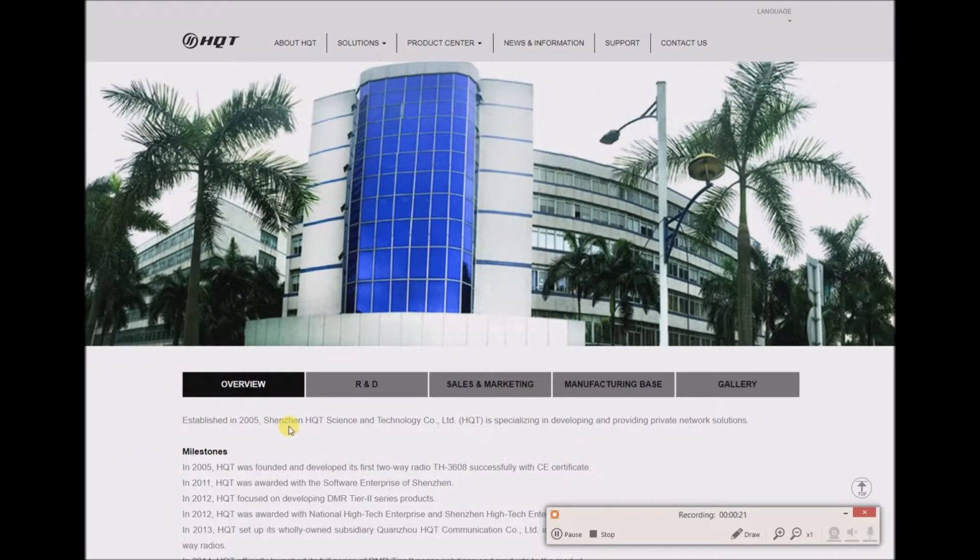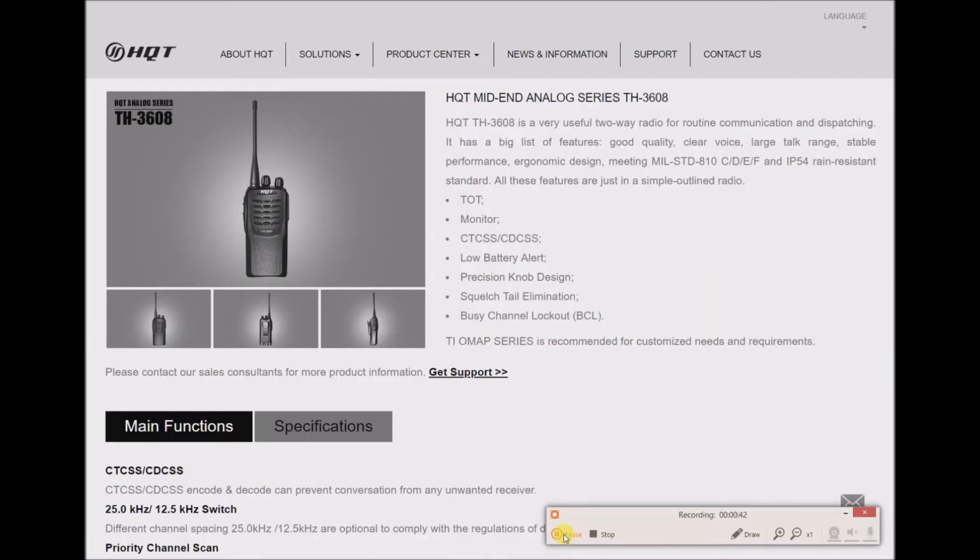Established in 2005, Shenzhen HQT Science and Technology Company Limited is specializing in developing and providing private network solutions. Milestones: in 2005, HQT was founded and developed its first two-way radio, the TH3608. Okay, so I actually looked up this particular radio. Why not? Here it is.